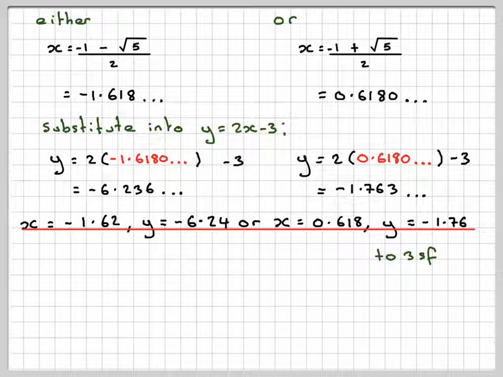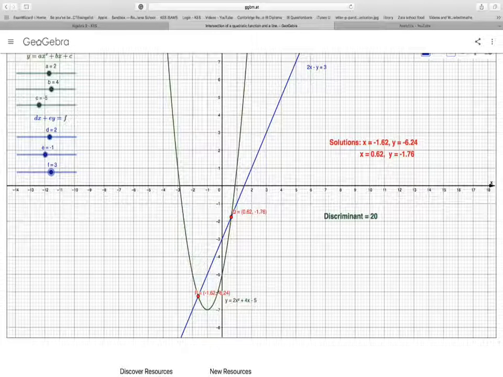Now if you look at this geometrically, here I have a GeoGebra applet, and the link I will put in the notes of the video. Here I have my quadratic, 2x squared plus 4x minus 5, and here the blue one I have my straight line, so you can move these sliders to make any straight line. We're going to have 2x minus y is equal to 3. This is the format of the quadratic. I can change A, B or C, and I can change D, E or F using these sliders, and I can see that they meet exactly where the values I found: x is minus 1.62, y is minus 6.24, and then x is 0.62, and y is minus 1.76.